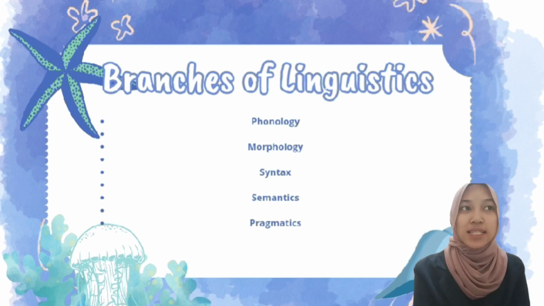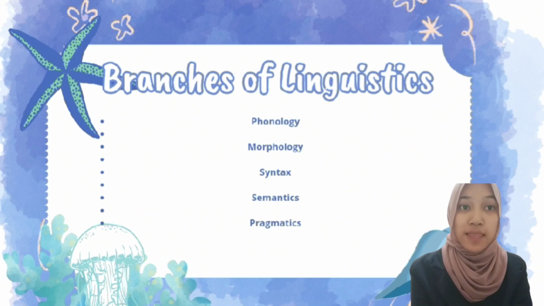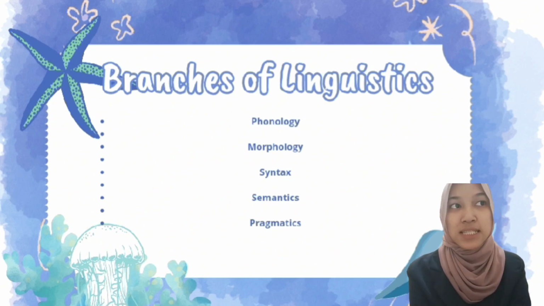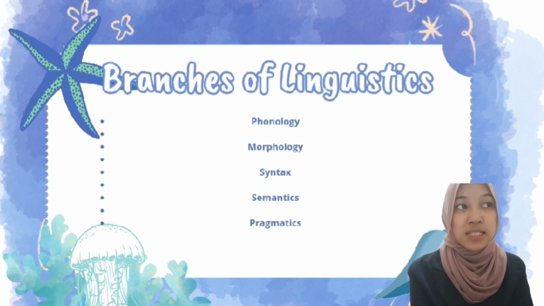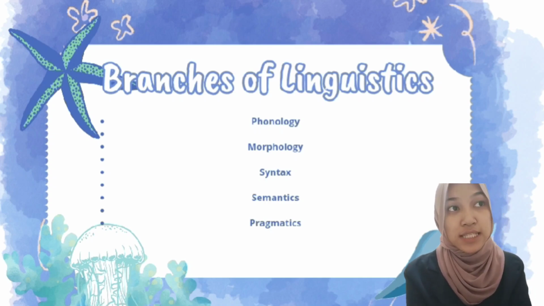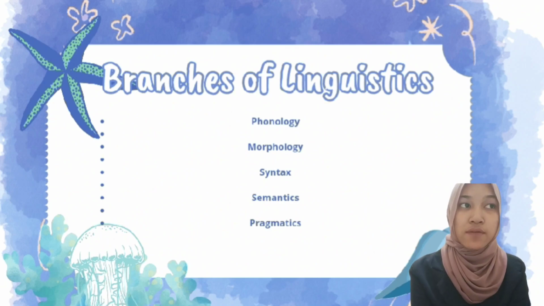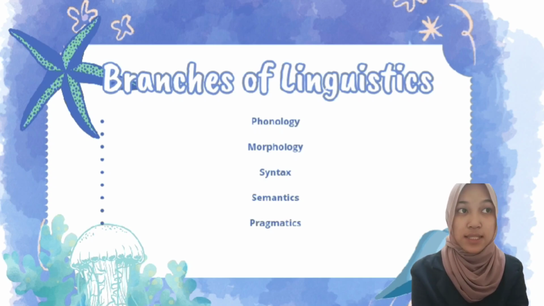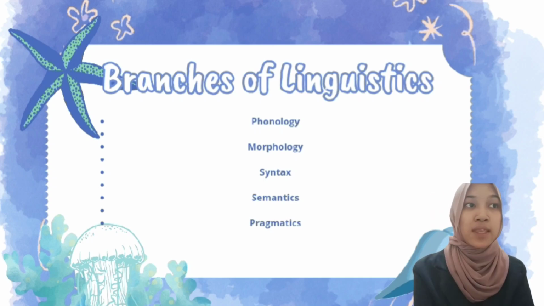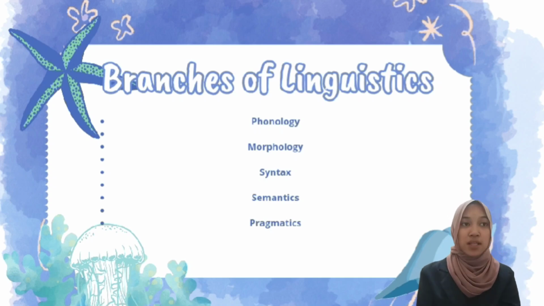So linguistics has several branches, each focusing on a different aspect of language. Phonology studies the sounds of language, including how sounds are produced and how they function in communication. Morphology studies how words are formed and structured. Syntax focuses on how words combine into meaningful sentences. Semantics deals with meaning, while pragmatics looks at how meaning changes depending on context and social factors.